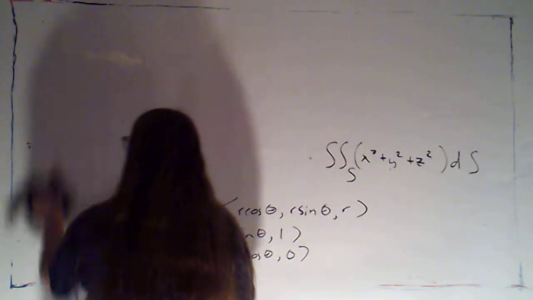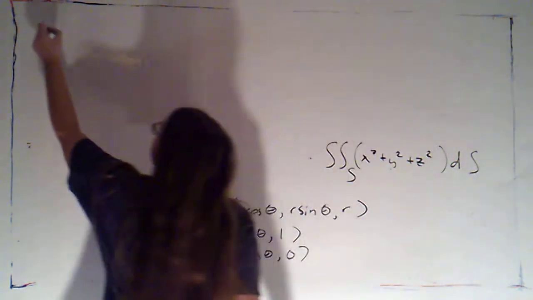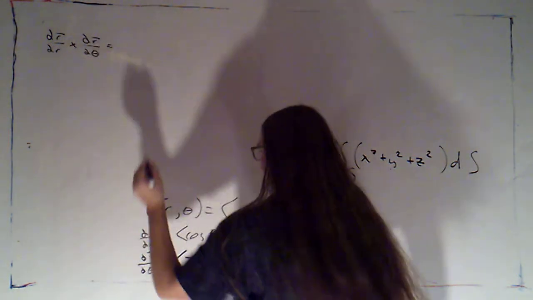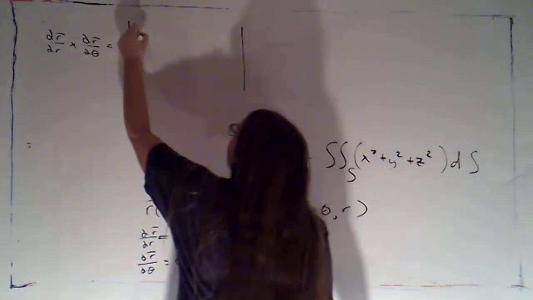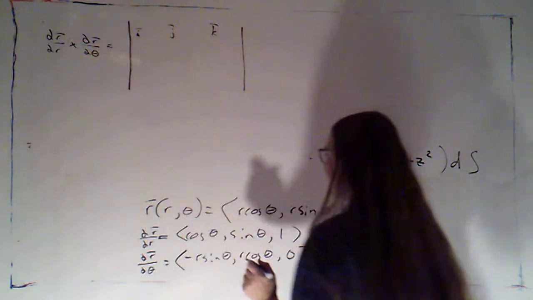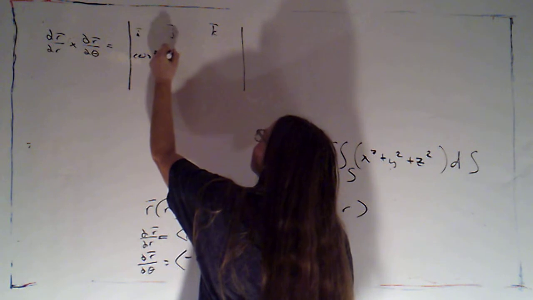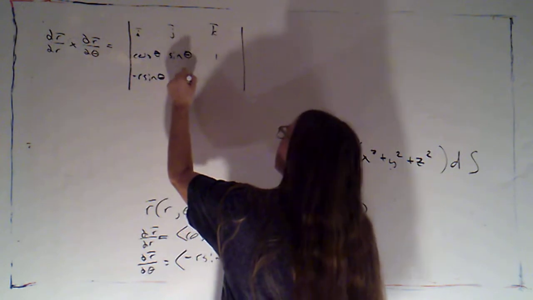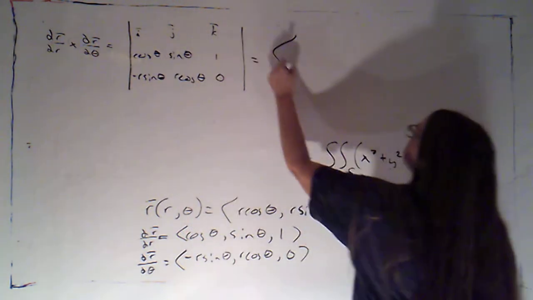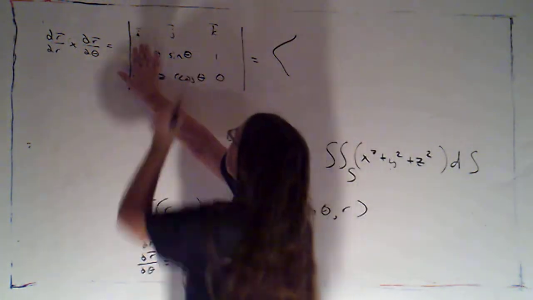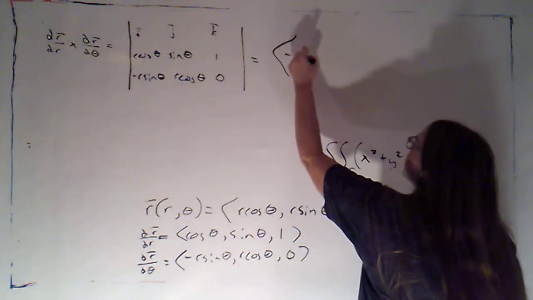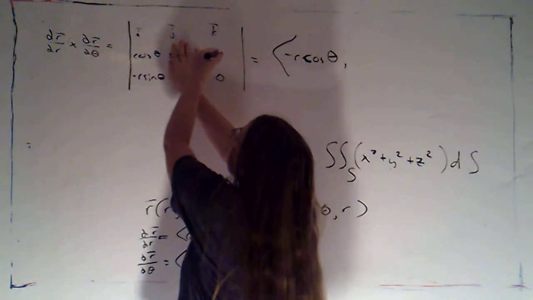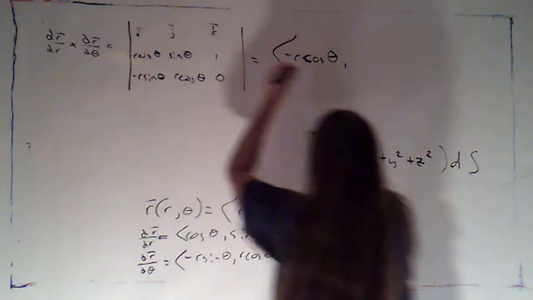And then the magnitude of that cross product. So del r crossed with del r del theta is going to be the symbolic determinant i, j, k, cosine theta, sine theta, 1, negative r sine theta, r cosine theta, 0. So for the i component, I'm going to get nothing minus r cosine theta. For the j component, remember to do it backwards, I'm going to get negative r sine theta minus nothing.